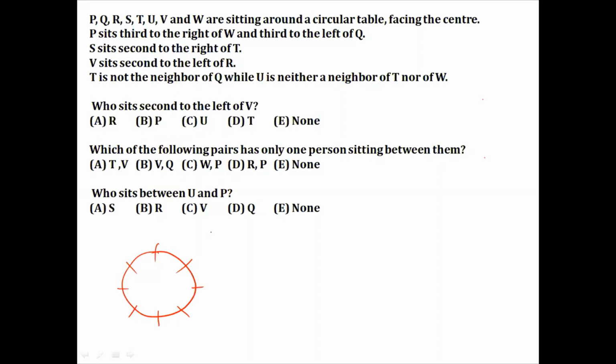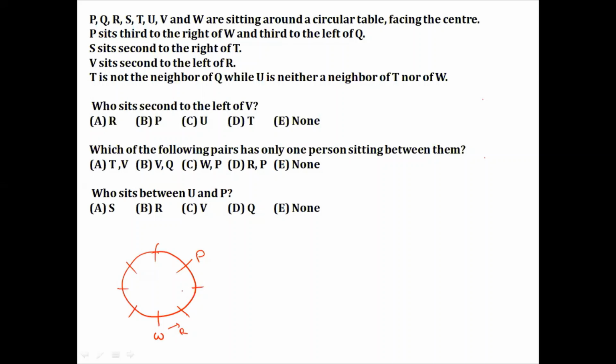P is third to the right of W. So P sits third to the right of W. This is something talking about W, so I'm taking W at the bottom. If I'm taking W at the bottom, P sits third to the right of W. This is the right side of W. This is first right, this is second right, and this will be the third right. So P should be here.